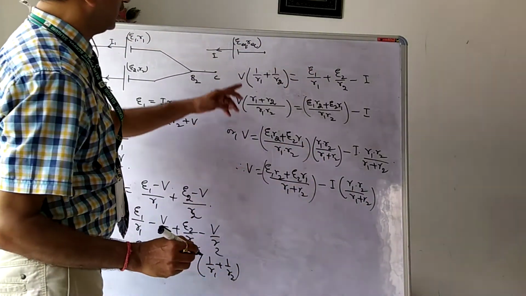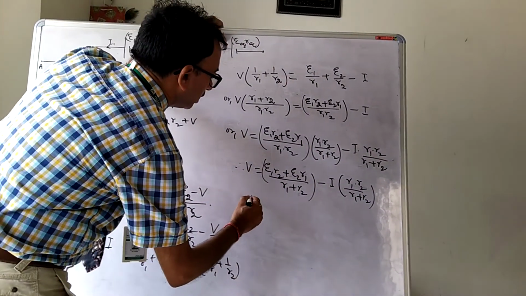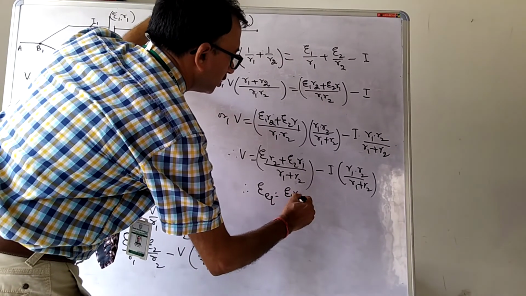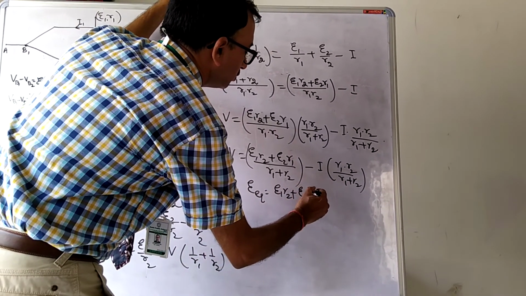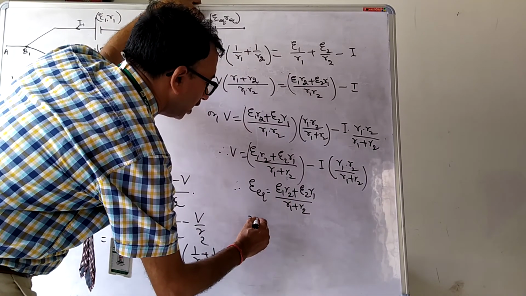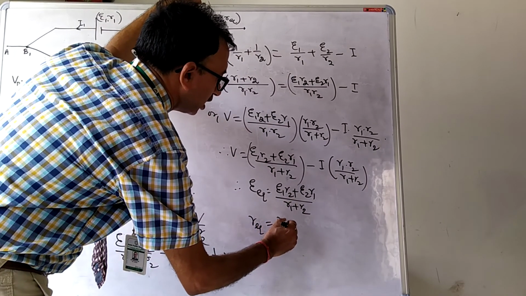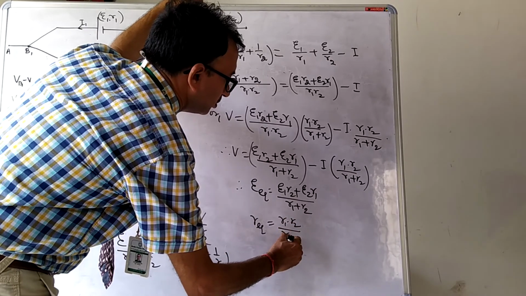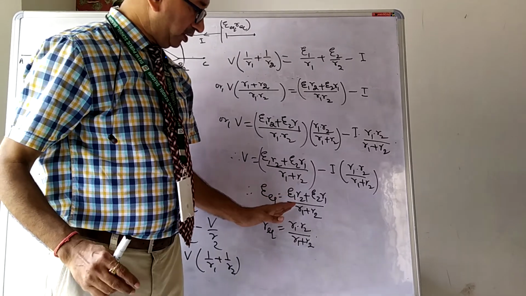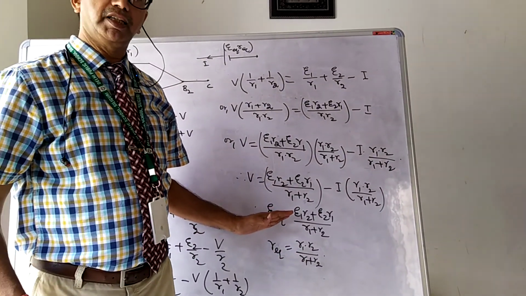So if we compare with the equivalent form, E equivalent is E1 R2 plus E2 R1 divided by R1 plus R2, and R equivalent equals R1 into R2 divided by R1 plus R2. This is the equivalent value when the cells are connected in parallel.